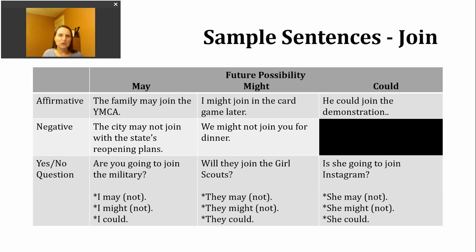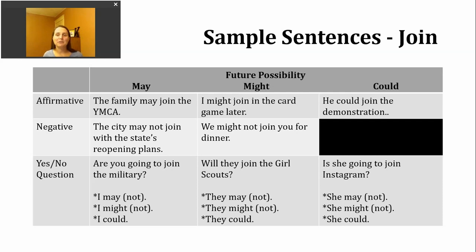So they're considering that as an option. Here's another affirmative example. I might join in the card game later. So other people are already engaged in this activity. They're taking part in a card game. And I'm not certain, but maybe later.